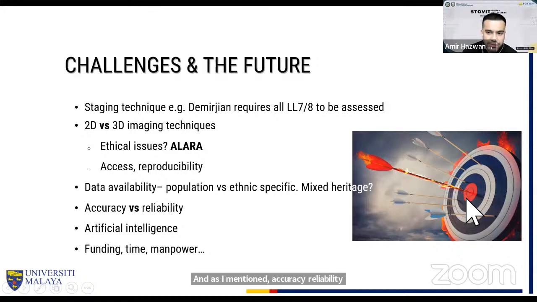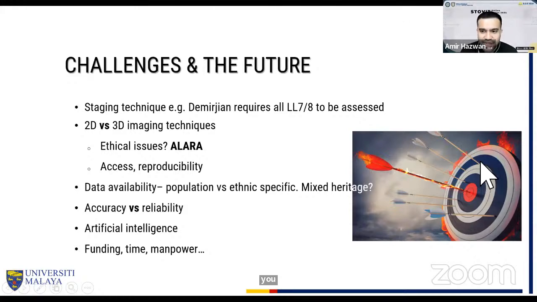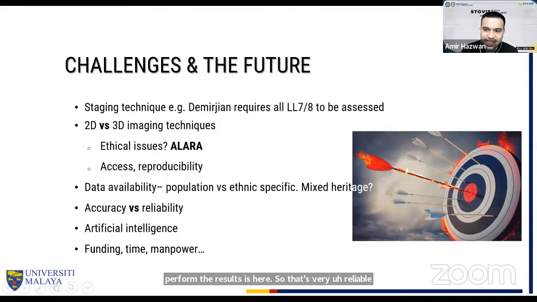Accuracy is to have your results as close as possible to the true value. An accurate method does not mean it's reliable. Reliable is the ability to have similar results. Sometimes your similar results are somewhere out here, very far from the center, but every time you perform, your results are here. So that's very reliable, but it's not accurate. Sometimes your results are accurate, but not consistent. So reliability is more about consistency.